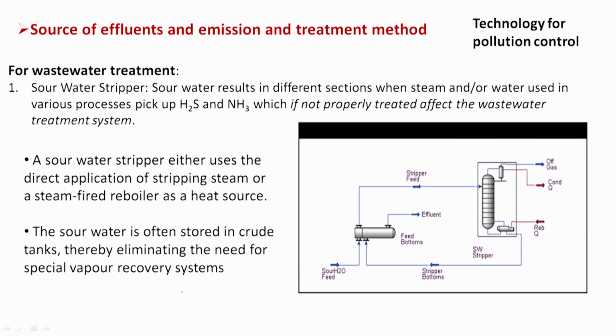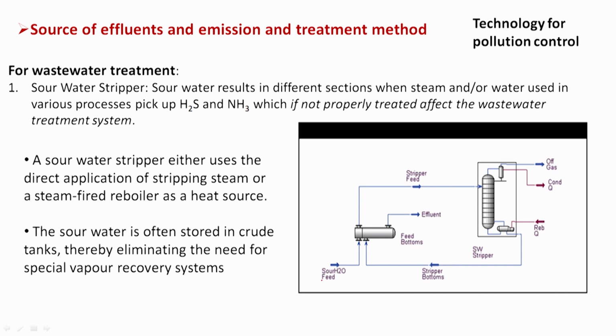Now, there are some technologies for pollution control for wastewater treatment. So, the sour water, how can this be treated? Sour water results in different sections when steam and or water used in various processes pick up H2S and NH3, which, if not properly treated, affect the wastewater treatment system. So, this is a sour water treatment plant. The sour water stripper either uses the direct application of stripping steam or a steam fired reboiler as a heat source. The sour water is often stored in crude tanks, thereby eliminating the need for special vapor recovery systems.